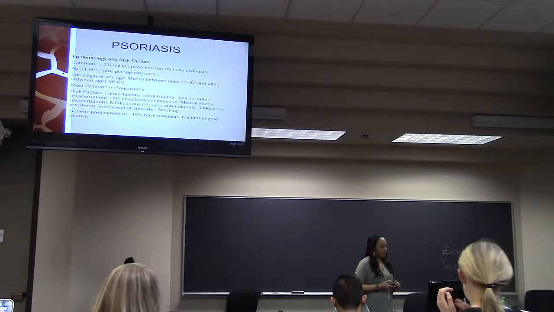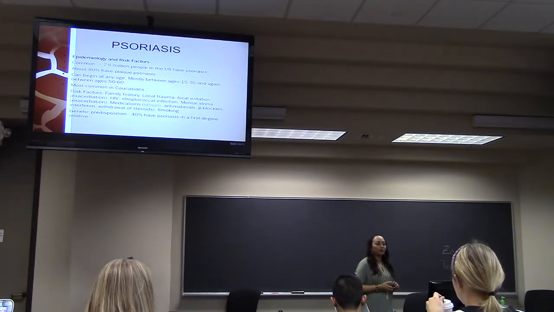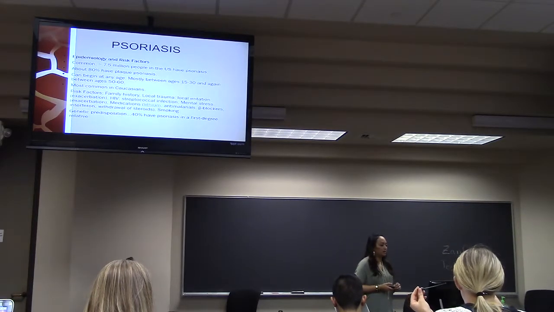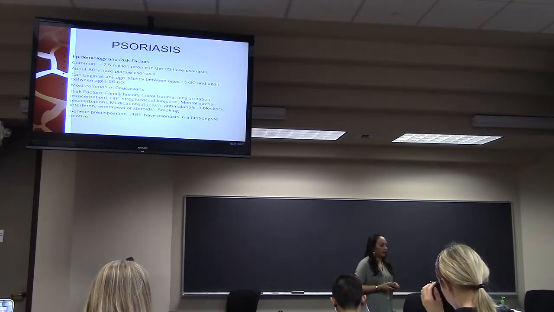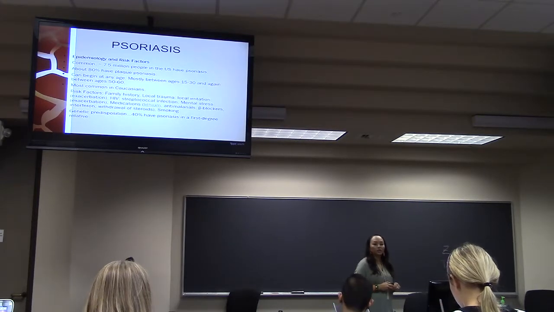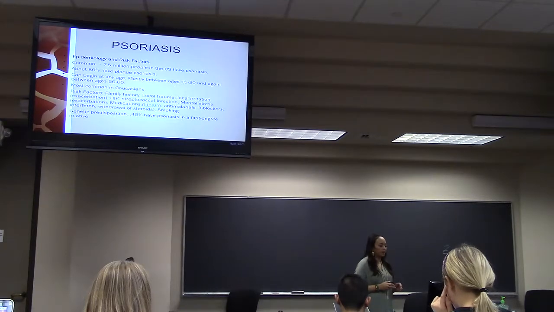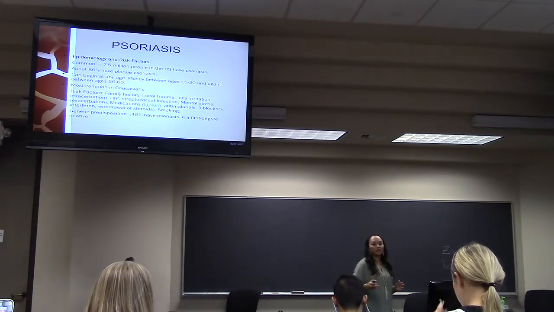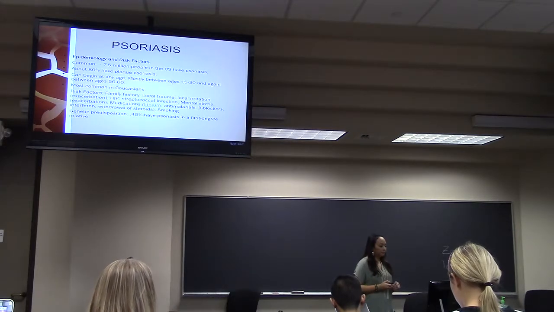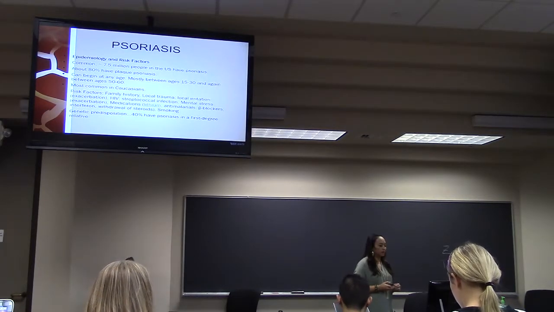Okay, so epidemiology and risk factors. Like I said, it's more common. 7.5 million people in the U.S. have psoriasis. About 80% of them have plaque psoriasis, so obviously that's the more common one. Can occur at any age, but normally in young adult to 15 to 30s. And then it's kind of bimodal, so it can occur again in the 50s and 60s. It's more common in Caucasians.